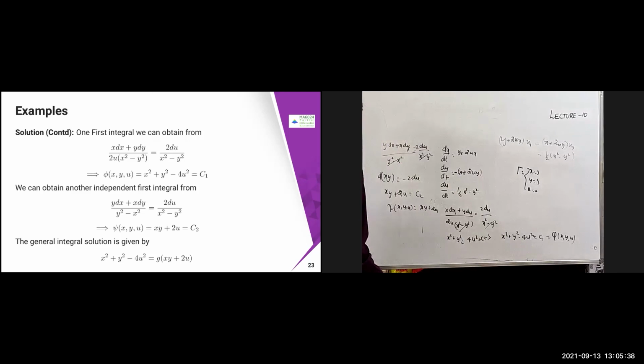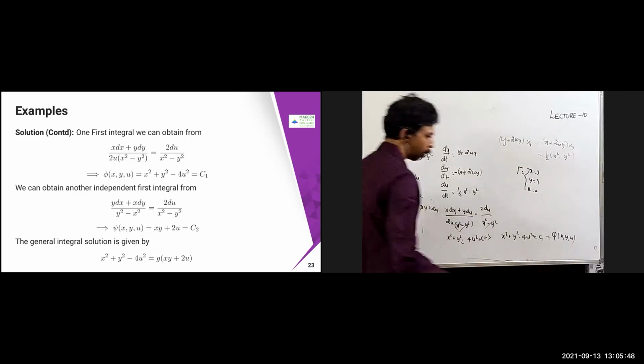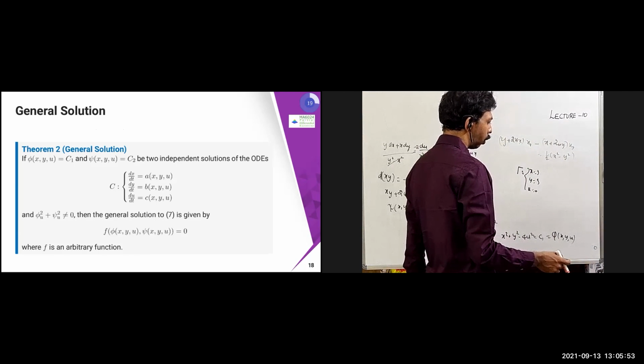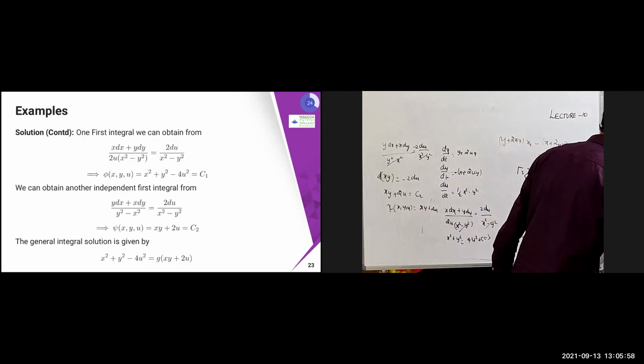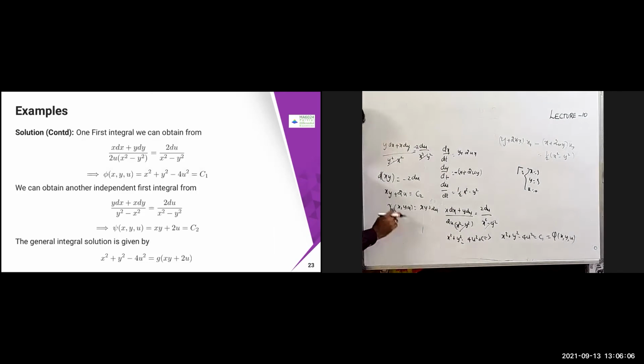So according to the general integral solution, you don't need to verify this one because we already obtained it using this formula only. This is an if and only if condition, so that is already satisfied. If you want, you can verify that on your own, that the denominator is going to be equal to 0. Therefore, this one I can write as x square plus y square minus 4u square equal to some g of xy plus 2u square.